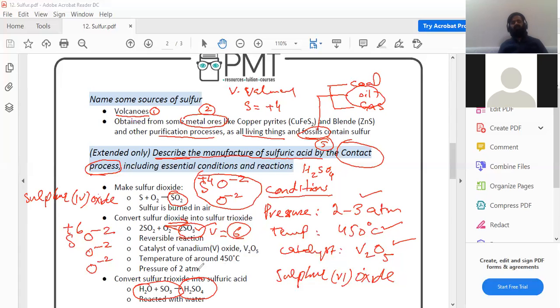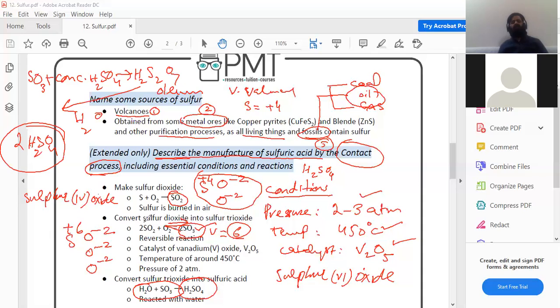They could convert it into sulfuric acid by reacting with water, though that is very explosive. Actually, what they do is react this SO3 gas with concentrated pre-made sulfuric acid. They get oleum, H2S2O7. This is oleum. When they add water to the oleum, they get the desired amount of H2SO4.